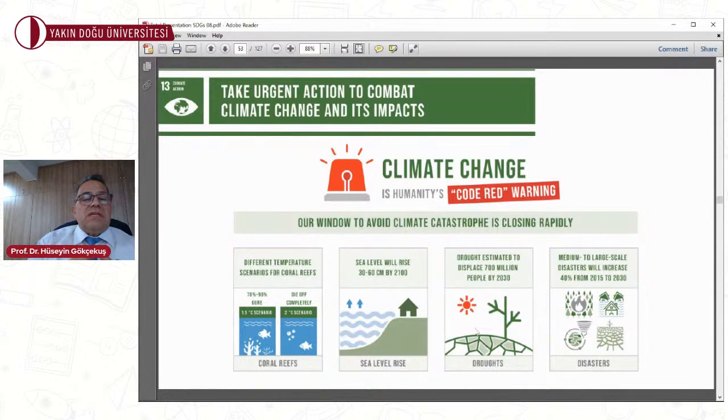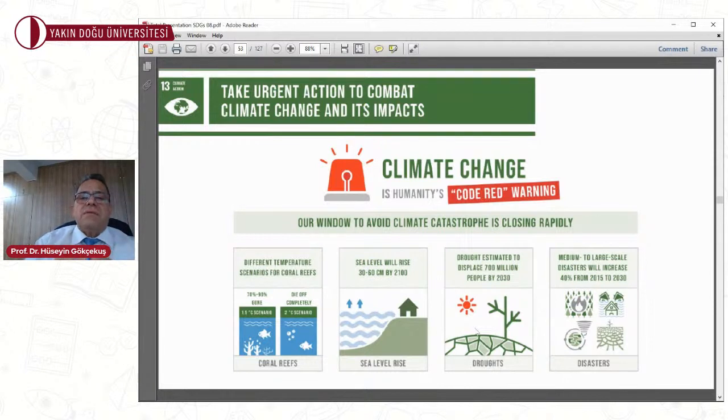Different temperature scenarios for coral reefs: the 1.5 degrees centigrade scenario, 70 up to 90% gone. The 2 degrees centigrade scenario, die off completely. Sea level will rise 30 up to 60 centimeters by 2100. And what will happen? Coastal regions will stay under the water. They have to move to another place.